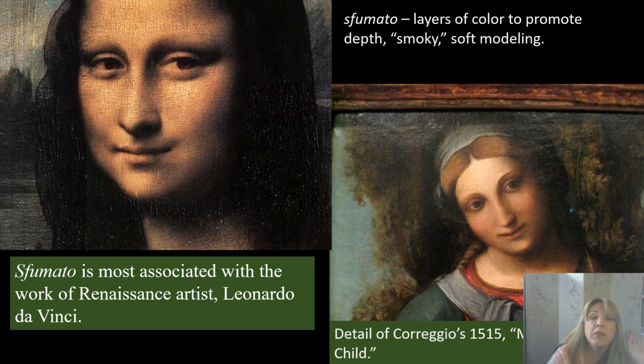Sfumato means smoky, and it's that background. Here you see the face of course, the Mona Lisa, and in the background, that kind of smoky background. And then here you have a Correggio, also from the 1500s. And this has these layers of color to promote depth. It has a smoky, soft modeling to it. So again, I usually just have my students understand that it has that kind of smoky effect.